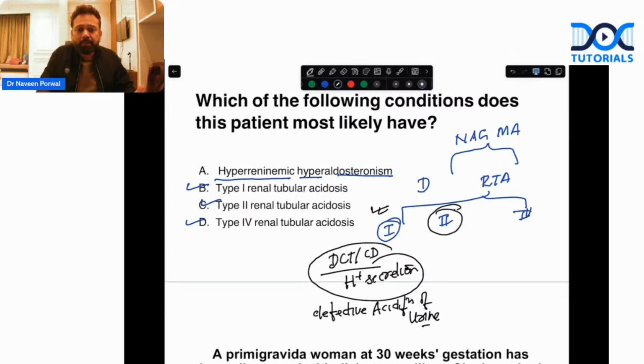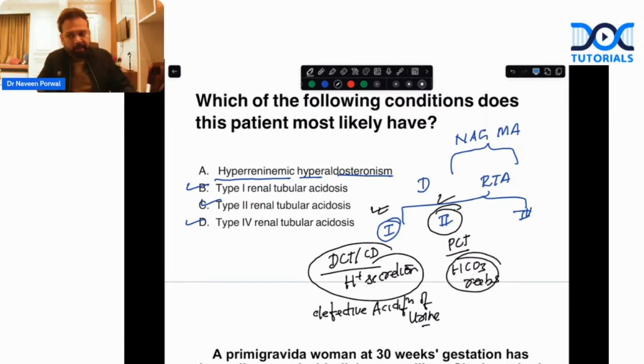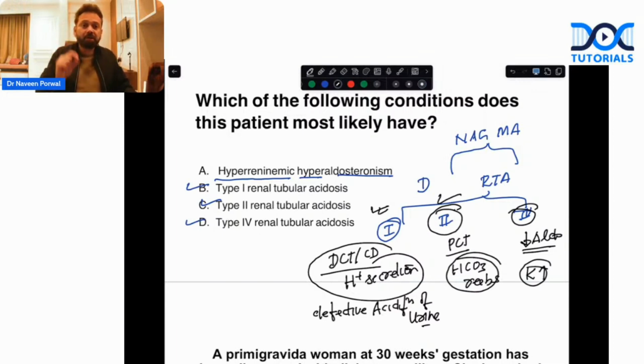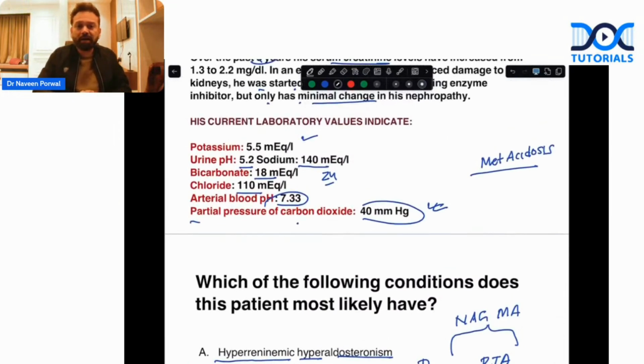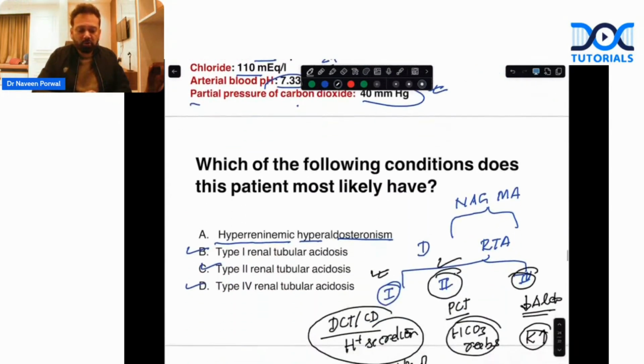RTA type 2 is a proximal convoluted tubule defect. There is a problem with bicarbonate reabsorption. So when there is a problem with bicarbonate reabsorption from the PCT, it is called RTA type 2. But RTA type 4 is due to hypoaldosteronism. And when there is less aldosterone, hyperkalemia will be there. The only RTA where potassium is high is RTA type 4. In this question, potassium is a bit on the higher side, with metabolic acidosis. So what is your answer now?